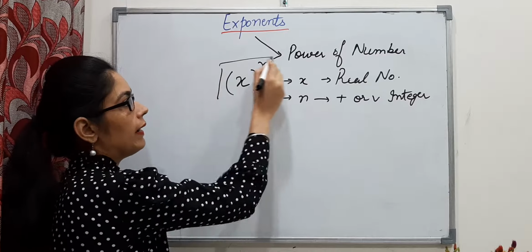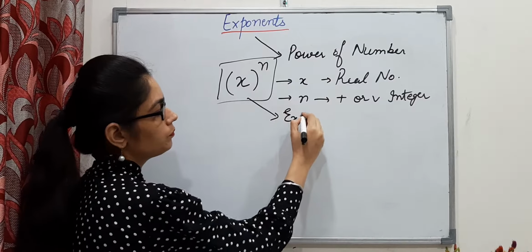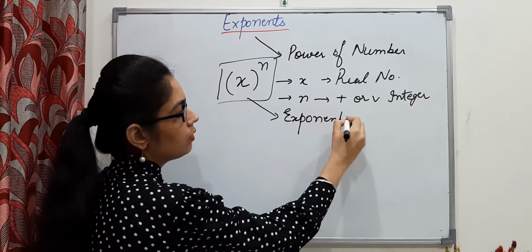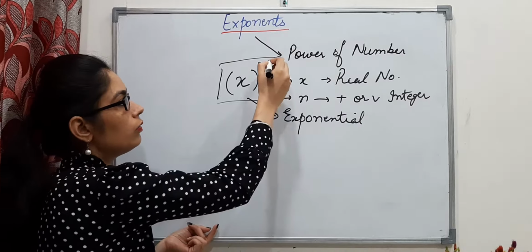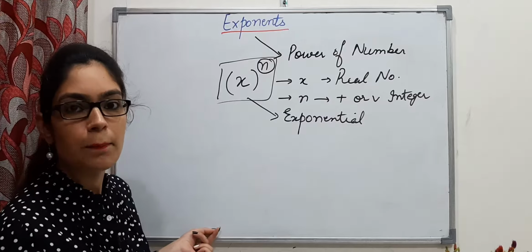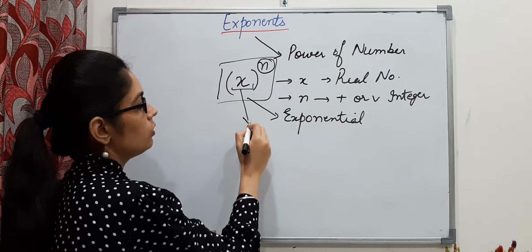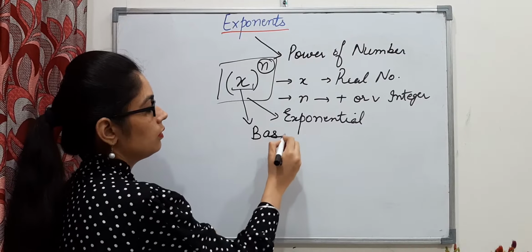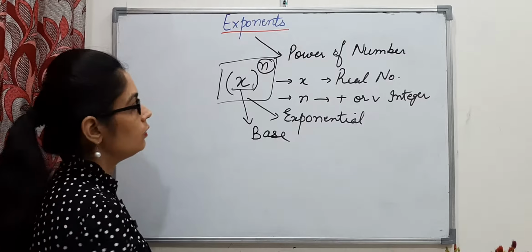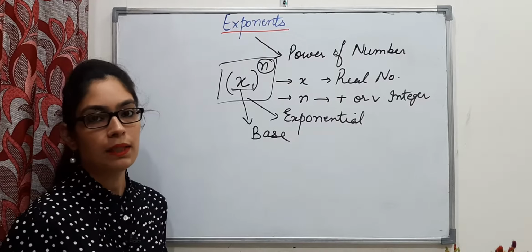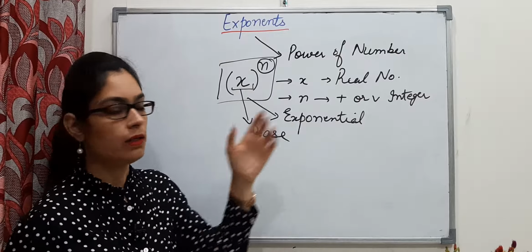And this form, x to the power n, is known as exponential form. In exponential form, I have already explained that this n is the power, or is known as the exponent, and this x is also known as the base. This lower term x is also known as base. So now let's understand by taking an example in number form. See, the format will be x to the power n always.